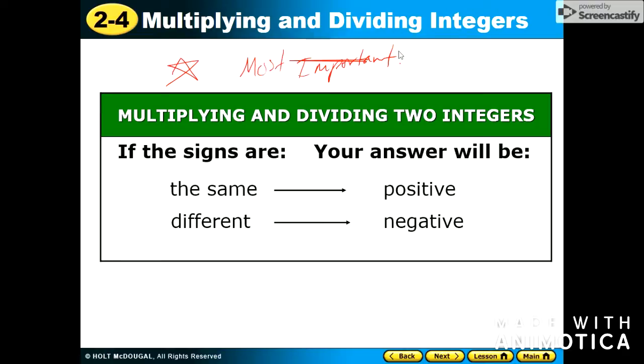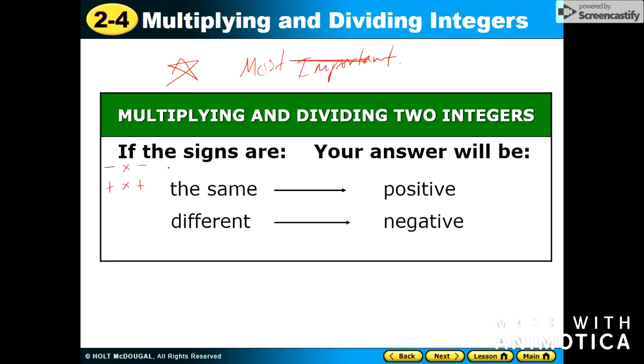If you're multiplying two numbers and the signs are the same, so like a positive times a positive, you'll get a positive answer. Or a negative times a negative, you'll have a positive answer.